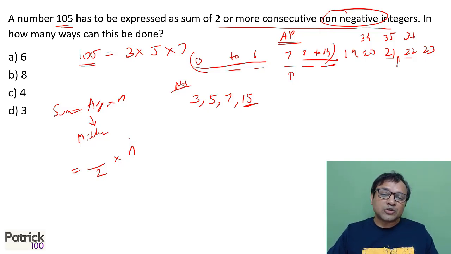So let's look at what is possible. Can I take n as 2 numbers? Yes, if I take 2 numbers only, the average will be 105 upon 2, which is 52.5. So the numbers will be 52, 53, possible.